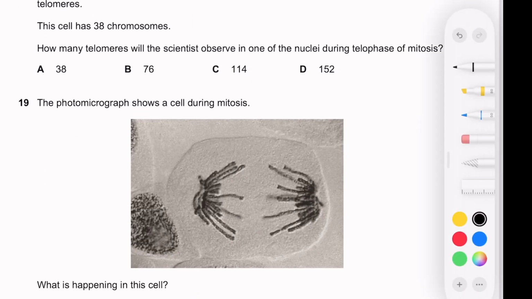A scientist stains the chromosomes of a diploid plant cell with a fluorescent dye to observe the telomeres. The cell has 38 chromosomes. How many telomeres will the scientist observe in one nucleus during telophase of mitosis?